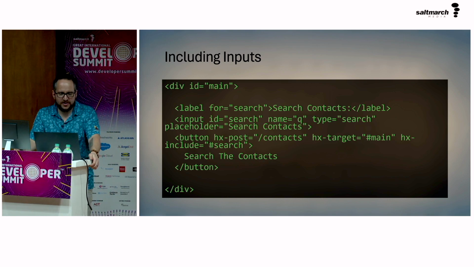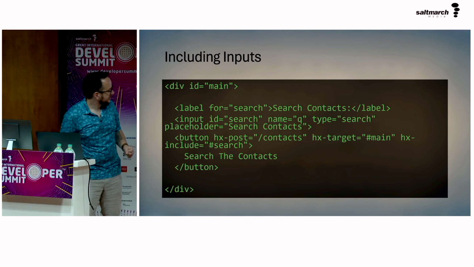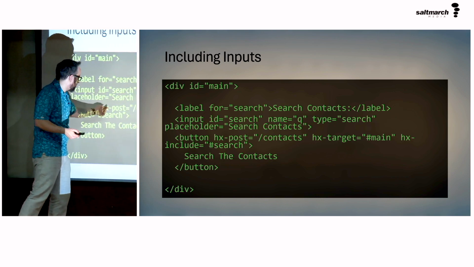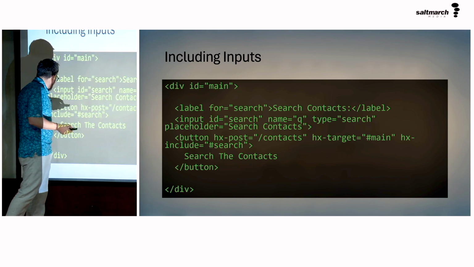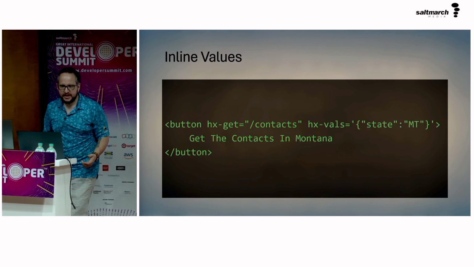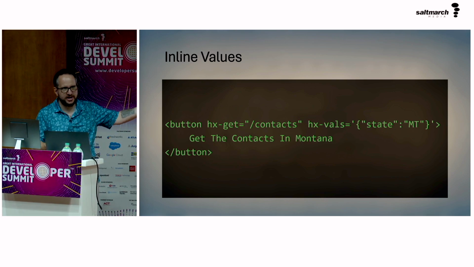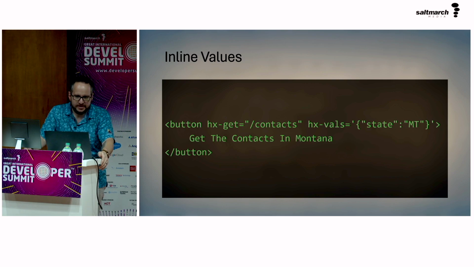Another way we can do this is to say, hey, include all of this stuff in here, which is really what we're doing here. It's an HX post to context, target is main, include hash search, like the element with the ID of search. And another way we can do this is to create some inline values. You can actually generate these with JavaScript if you want to.